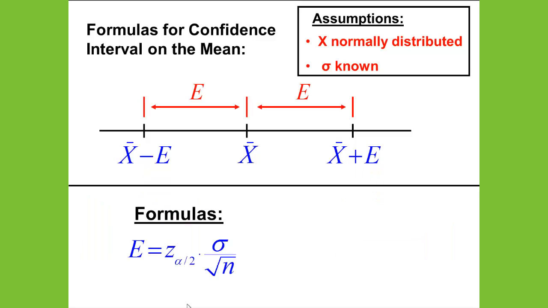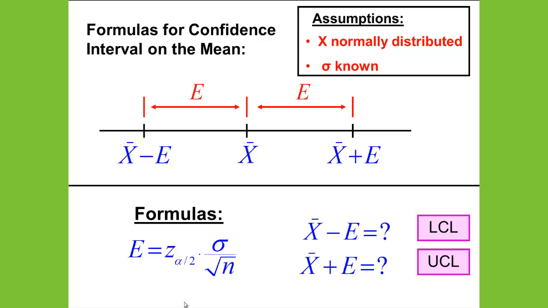And our formula to find the error is z alpha sub 2 times sigma divided by the square root of n, the standard deviation divided by the square root of n. And as we work this problem, that formula will begin to make better and better sense. So x bar minus e and x bar plus e will be our lower confidence limit and our upper confidence limit.